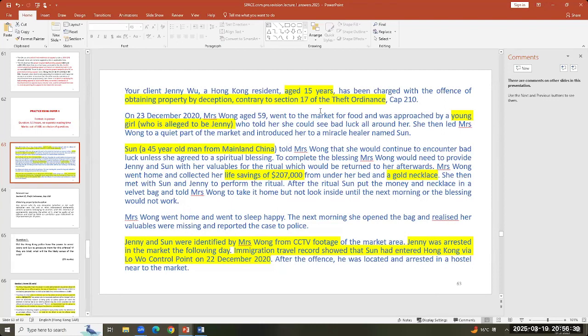Children under the age of 10 cannot be prosecuted. They're under the age of criminal responsibility. But she's 15. She's a Hong Kong resident. Sun is from China. Can the Hong Kong police arrest or charge Sun with an offense? Yes, because it was committed within the jurisdiction of Hong Kong.